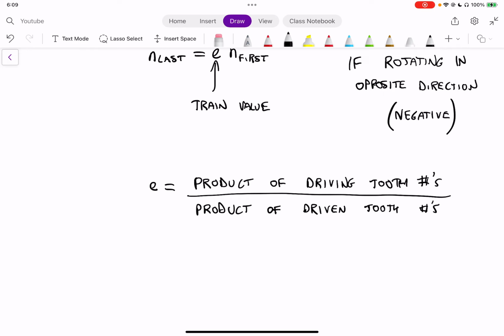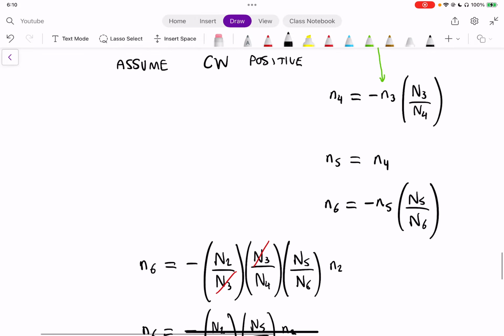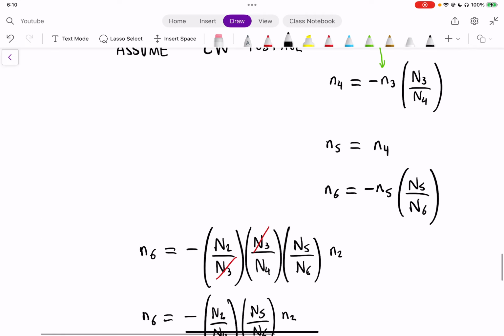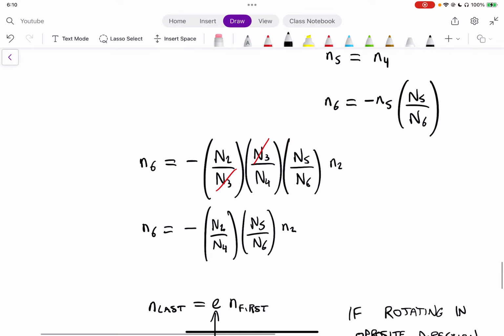So we know that the gear teeth of 2 are driving essentially the whole system, right? If we go back to our drawing, we can see that number 2 is driving number 3, and number 3 is driving number 4. Then number 4 is not driving number 5 because they're on the same axis. And then number 5 is driving number 6. So let's figure out the ones that are driving on top.